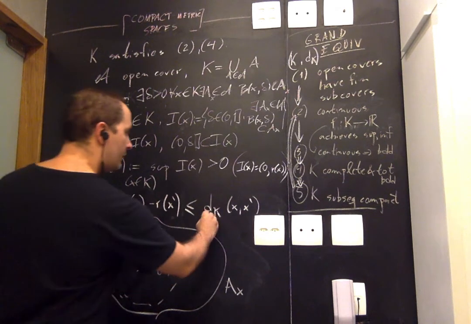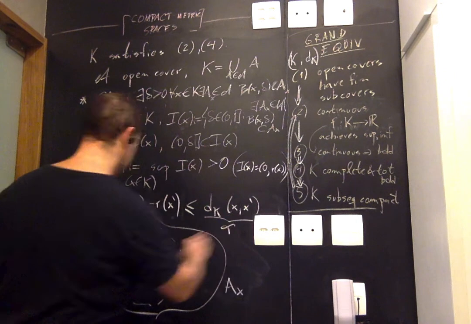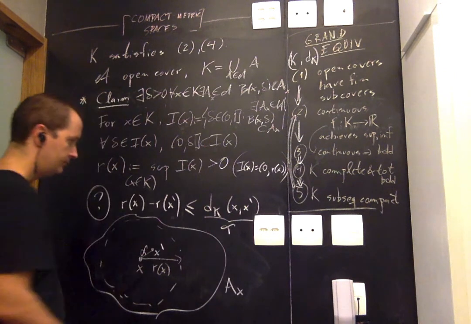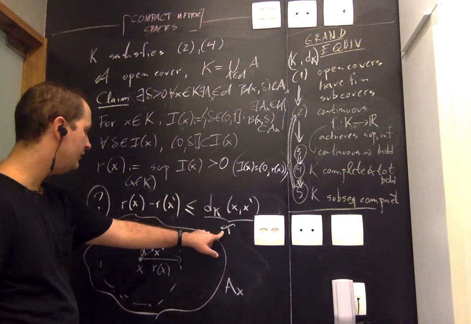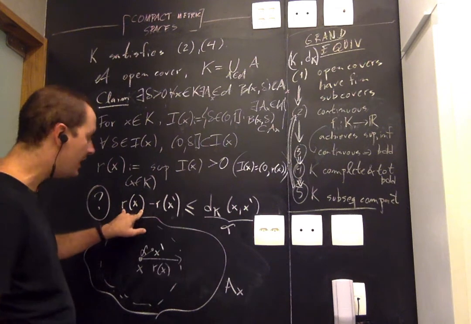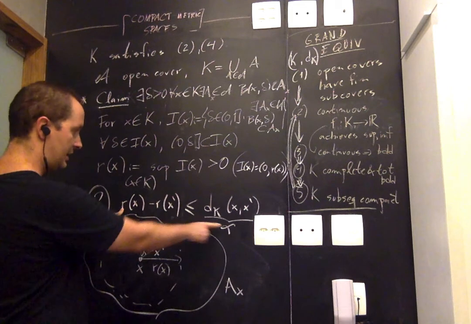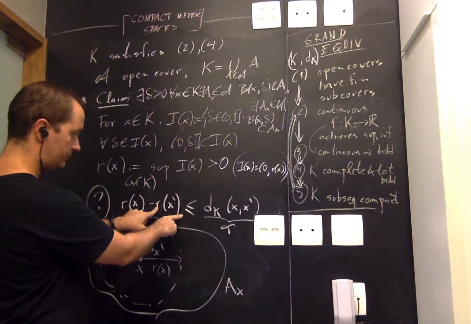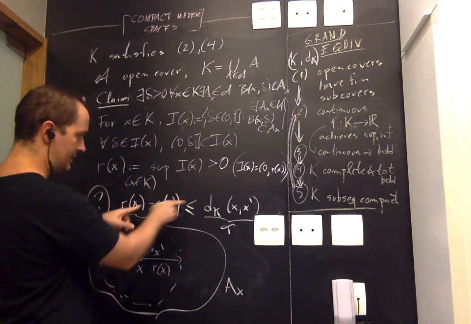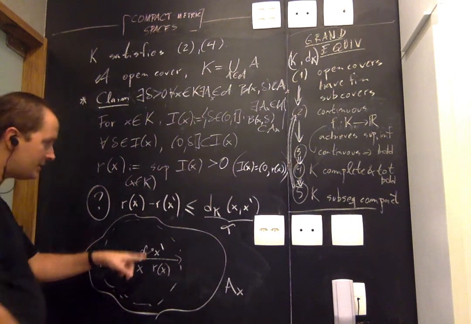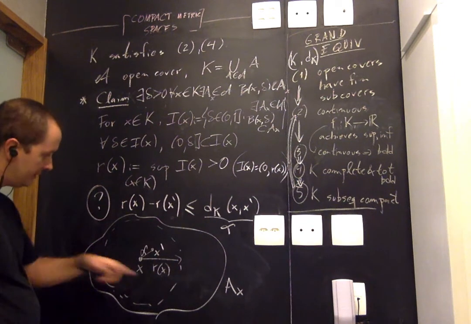Let me call this alpha. So notice that if alpha is greater than r of x, then this inequality is certainly true, right? Because r of x is less than alpha, r of x prime is positive, so this is less than r of x, right? So the interesting case is when this number is less than r of x.